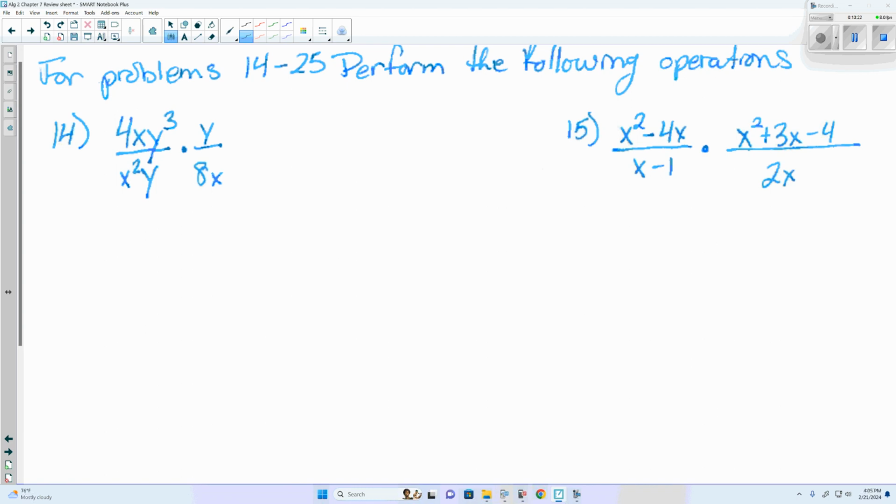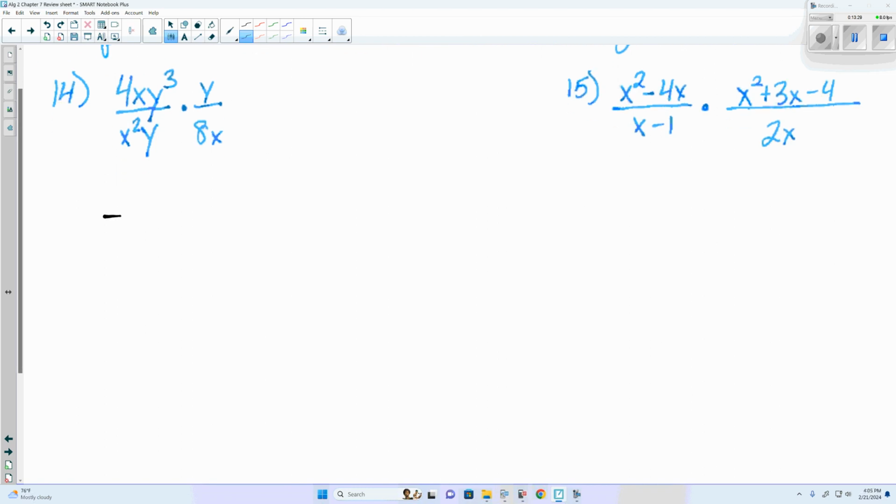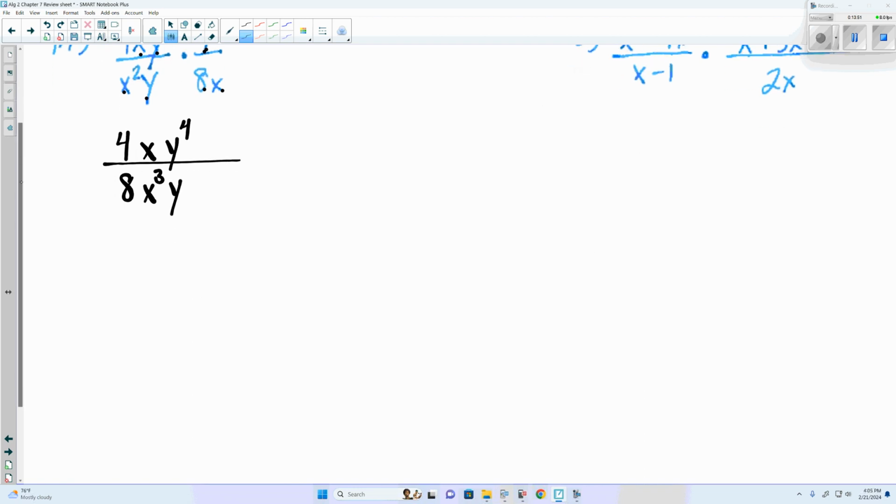Now, there's not going to be any monomial multiplication problems like 14 on the test. I'll go on and look at them, because here, all we're going to do is multiply straight across. 4 is the only number on top. x is the only x on top. y cubed times y would be y to the 4th. The denominator, 8 is our only number. x squared times x would be x to the 3rd. y is by itself. So we get this here.